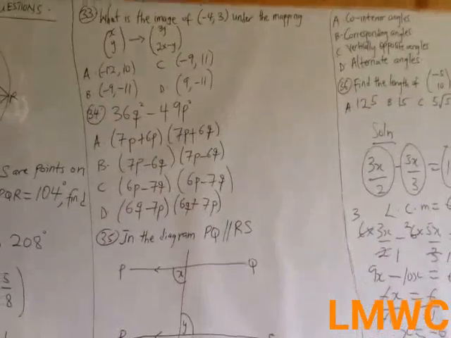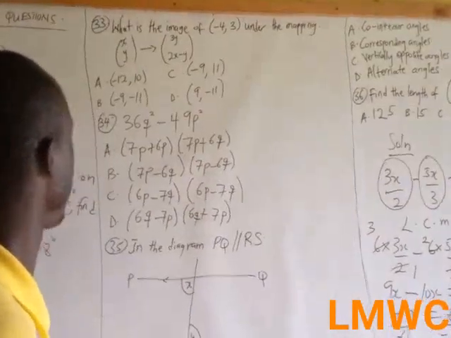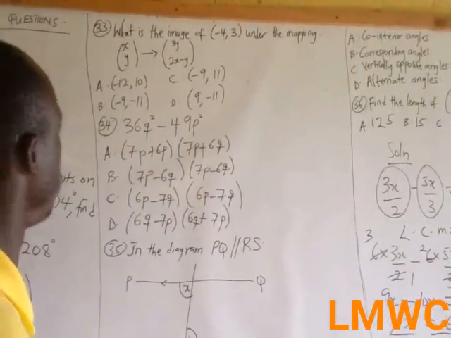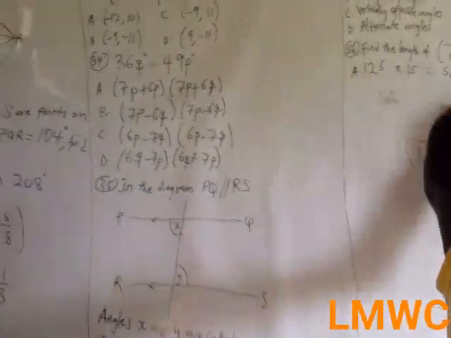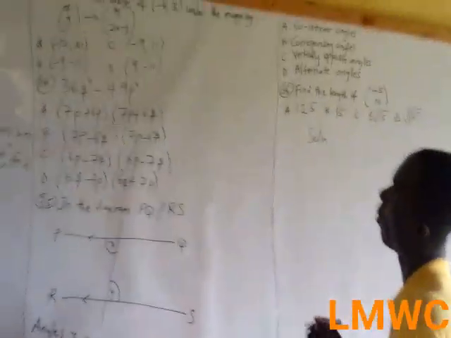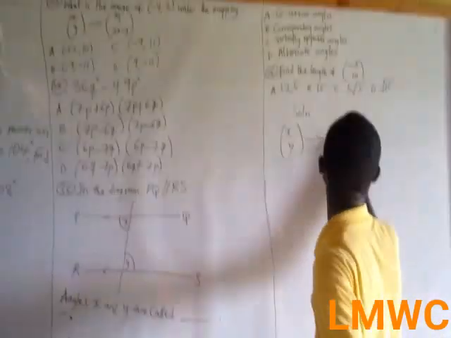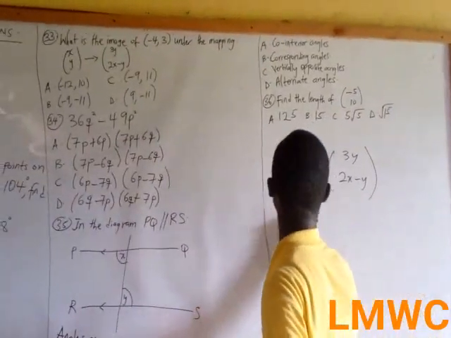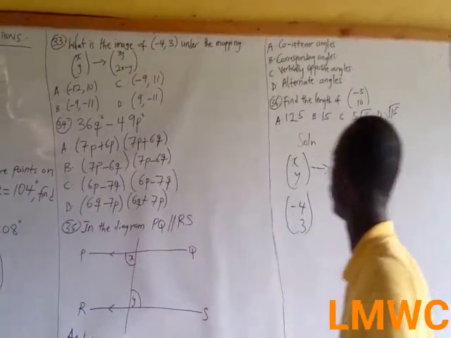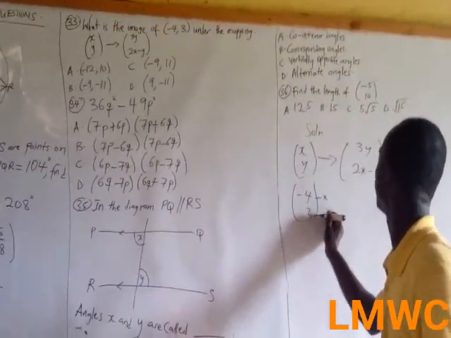Question 33. What is the image of negative 4, 3 under the mapping x, y maps to 3y, 2x minus y? This is special mapping under rigid motion. So x, y maps to 3y, 2x minus y. And they are giving you negative 4, 3 as our points or coordinates. So this means negative 4 is for x and 3 is for y.